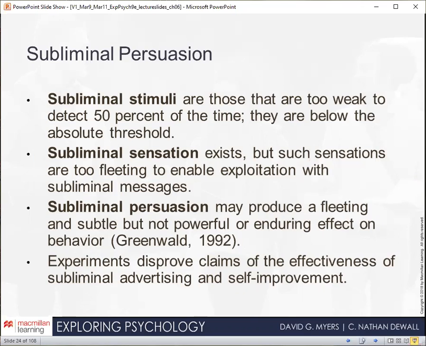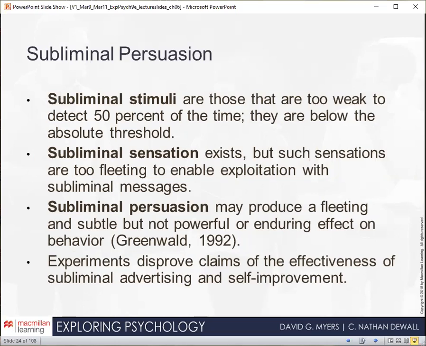And for a while, we did see advertisers doing certain types of things to do that very idea, to influence you. So subliminal persuasion may produce a fleeting and subtle but not powerful or enduring effect on behavior. We can see some subtle changes potentially, but they're not really strong and they really don't last. That means they're not enduring on people's behavior. And experiments tend to disprove claims of the effectiveness of subliminal advertising as well as subliminal self-improvement tapes.